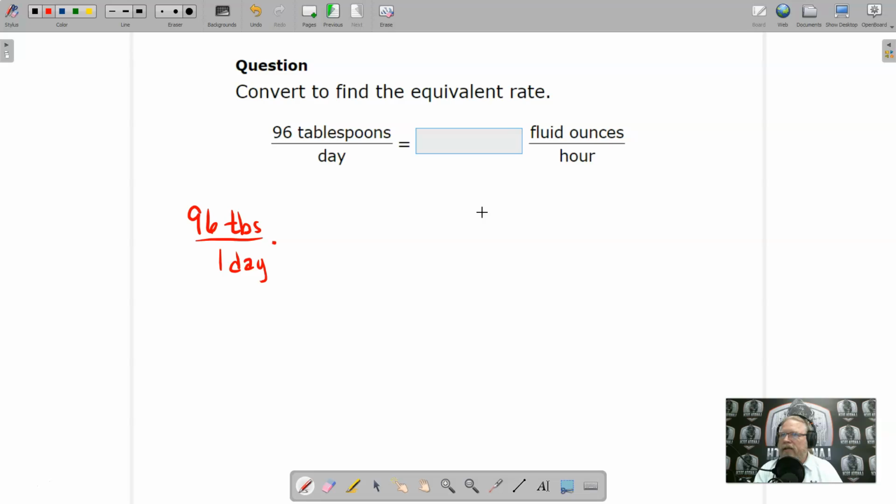And I need to get to hours. So let's deal with that first. Days to hours. In 1 day there are 24 hours. Now I need to get from tablespoons to, well, gee, ounces. Well, how many ounces are in a tablespoon? We might need to go back and check. So let's go ahead and refer to our table again. We're looking for the number of ounces in a tablespoon.